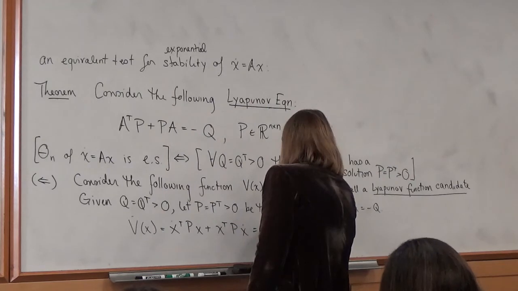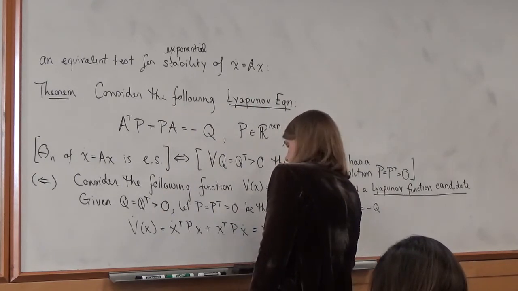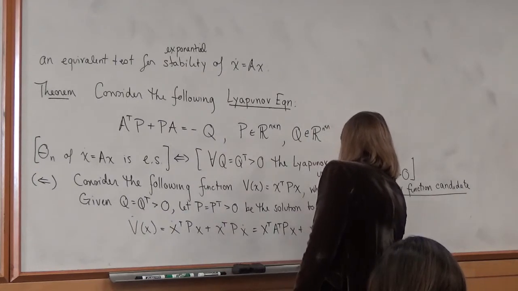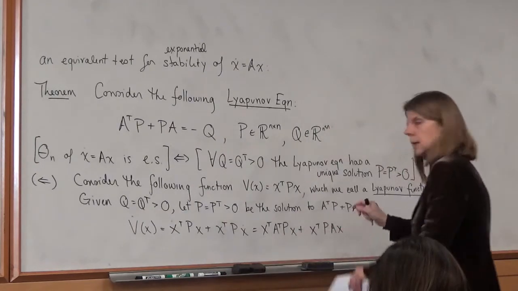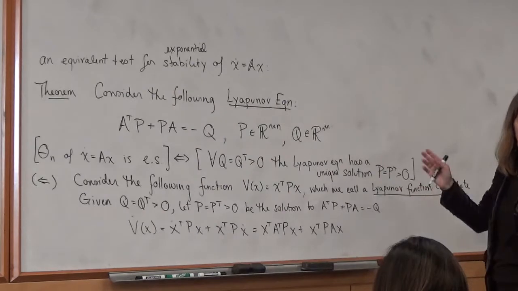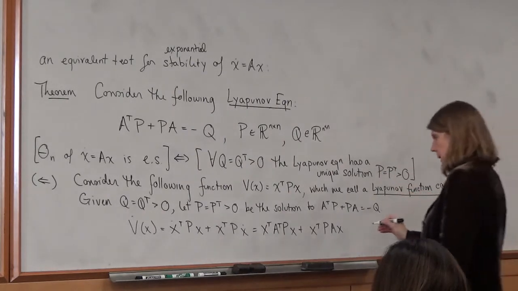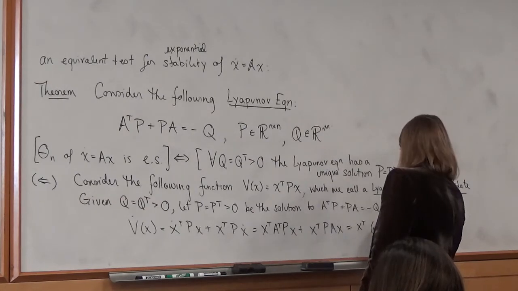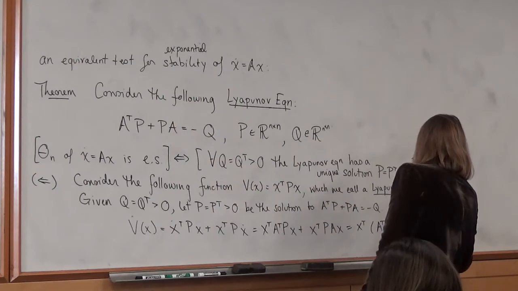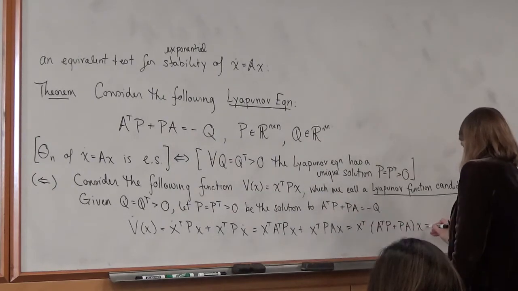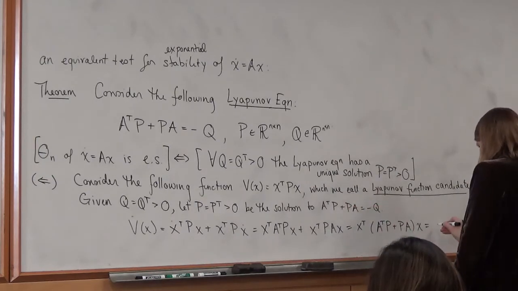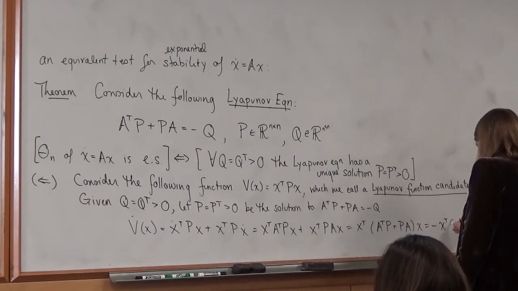So this is x transpose A transpose Px plus x transpose PAx. And then I'm going to factor out x transpose in the front and x in the back to give me x transpose times (A transpose P plus PA) times x. And that's, by assumption that P solves this equation, just minus x transpose Qx.